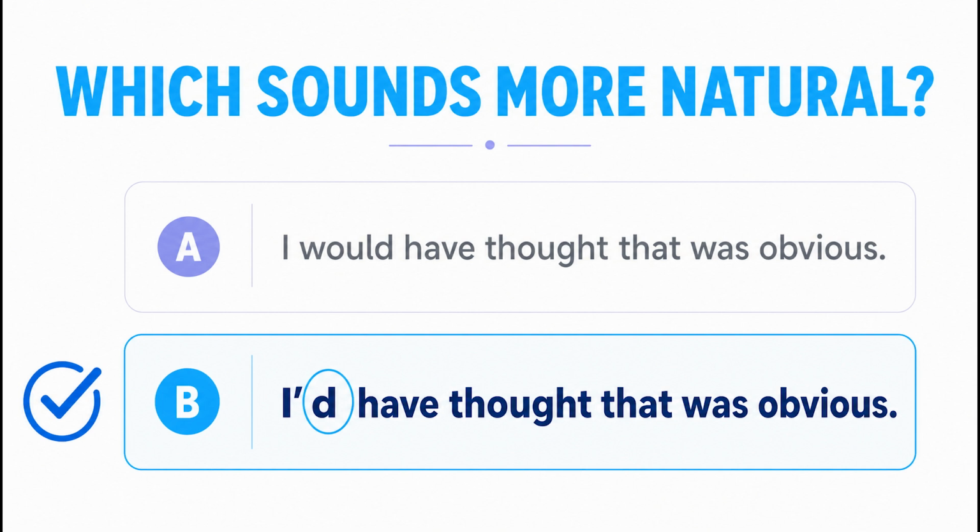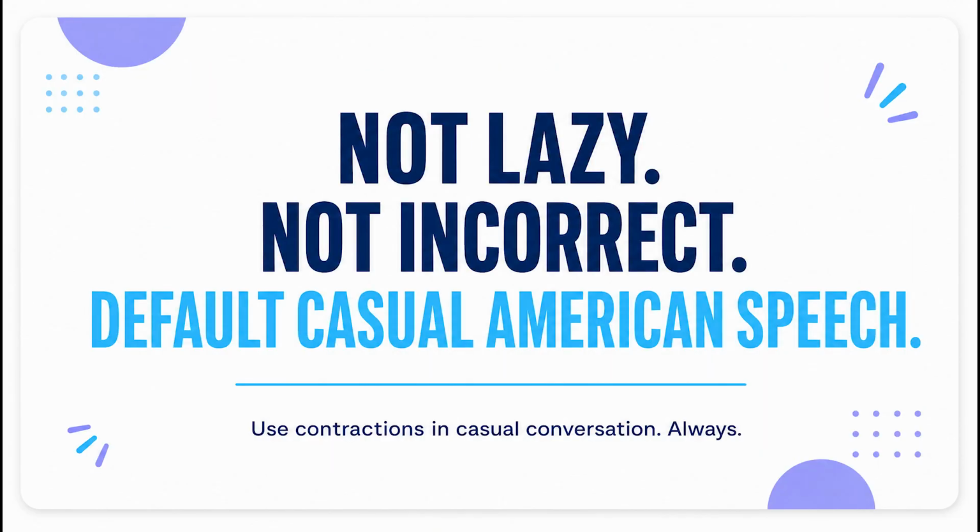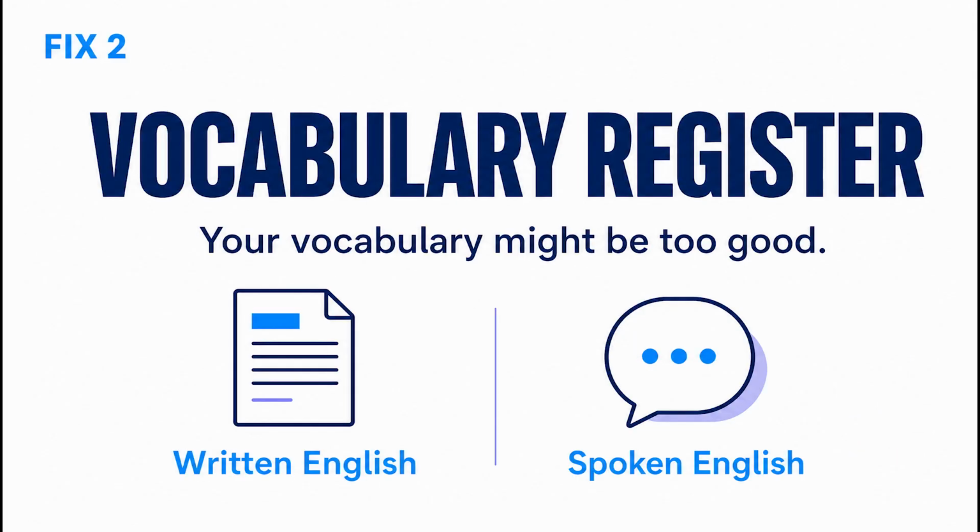Quick test. Which sounds more natural? Option A. I would have thought that was obvious. Option B. I'd have thought that was obvious. Option B. Every time. And the difference is 4 letters, wool, disappearing into an apostrophe. The contracted form is not lazy, it is not incorrect. It is the default register of casual American speech. Use it.